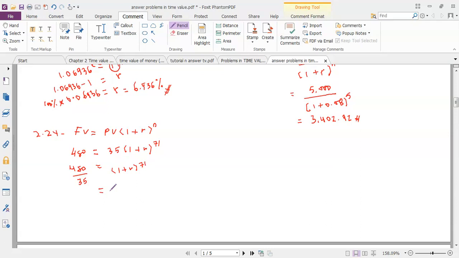480 divided with 55. Okay, the answer is 13.71. Okay, so 13.71. Okay, and then 71 to the power of 71, put at the left. Okay, so it can be like this, 1 over 71. Okay, and then 1 plus R.